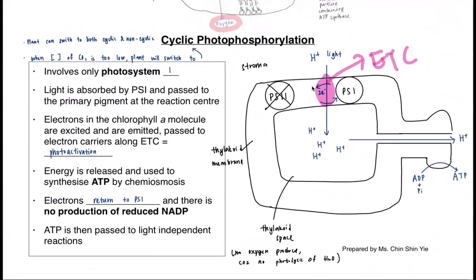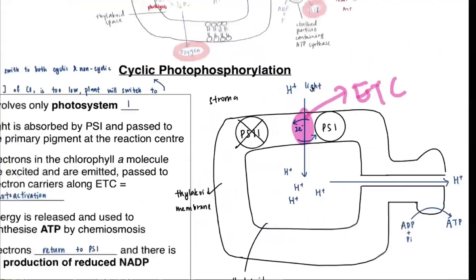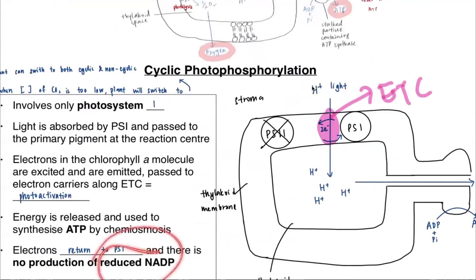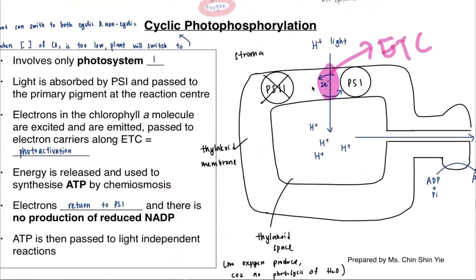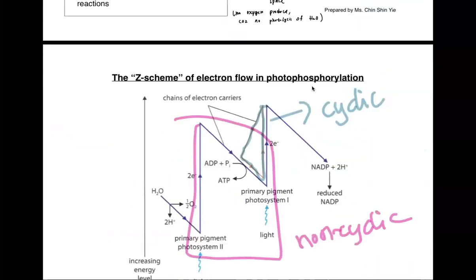And also the other thing that's different here is that this electron ultimately is received by PS1 and not by H plus, and therefore there is no NADPH produced. There is no reduced NADP being produced. So that is the difference. I think there should be a comparison, and we'll come to see that comparison later.